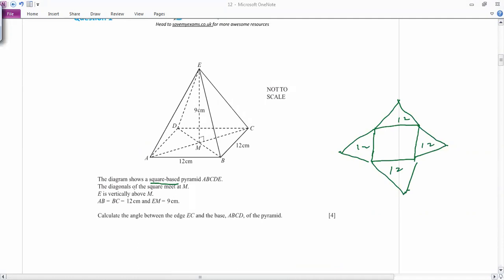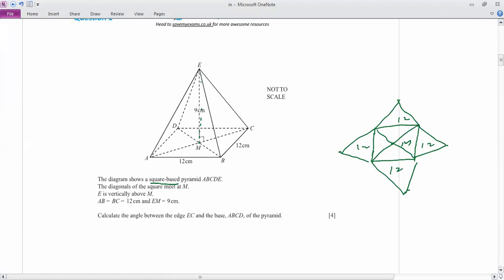Now, in this case, the diagonals meet at M. If I draw the diagonals, these diagonals meet at M. This diagonal and this diagonal, they meet at the point M. It's shown. This is the height of the pyramid. Obviously, this is given. Okay. And this is a right angle. So it means this triangle EMC will be a right angle triangle.